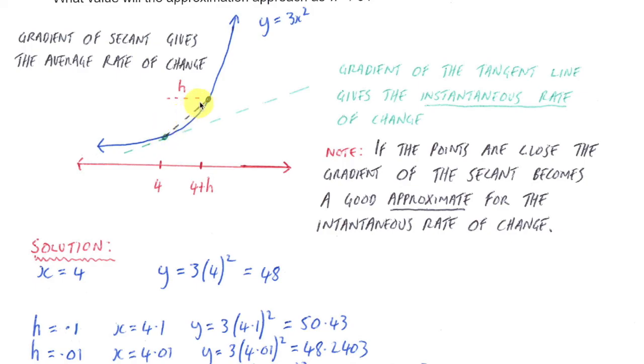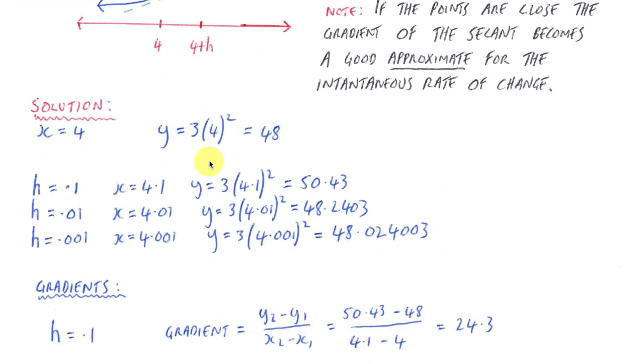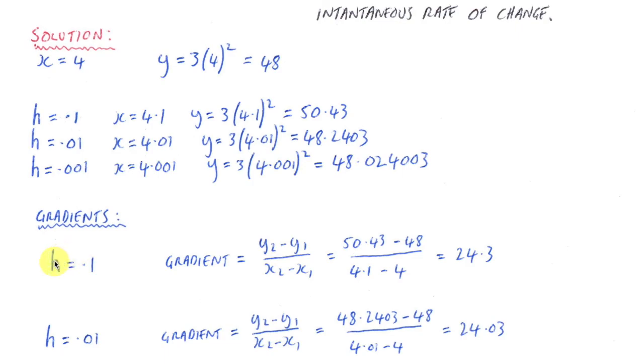So to work out the gradient of that line, it's going to be (50.43 minus 48) over (4.1 minus 4). So change in y over change in x, and I'll get an estimation for the gradient. And I've shown that calculation here. So for where h is equal to 0.1, I'm going to get the approximate gradient equaling 24.3.